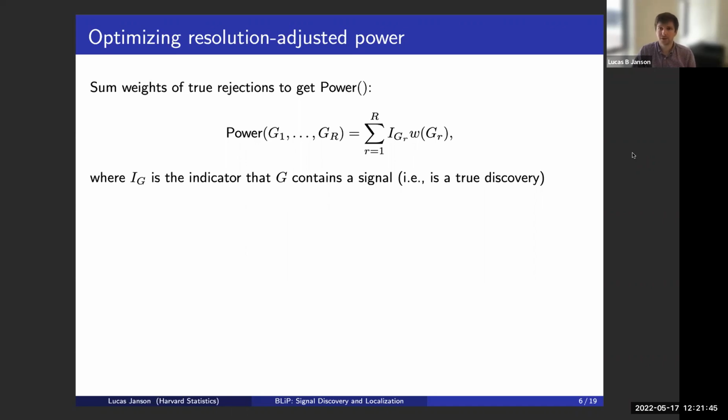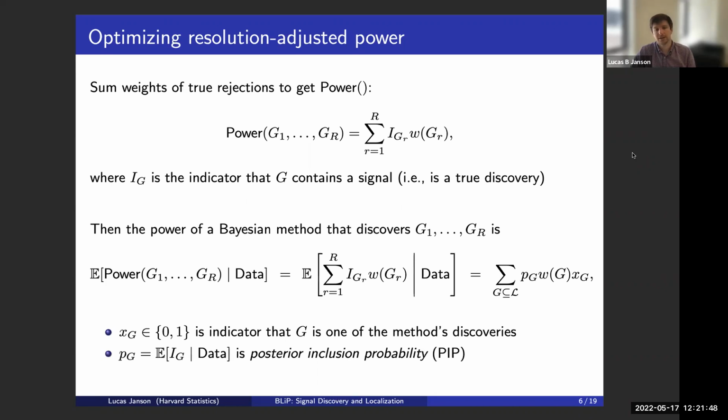All right, and now that we have this power function, we can look at the Bayesian expected power, because after all, this is going to be a Bayesian signal discovery method. So the expected power given the data is our Bayesian expected power. We plug in our equation for the power and see that this simplifies reasonably well to a sum over all possible regions, so a sum over all G that are subsets of L. That's a big sum; we'll get back to that. But for each of those regions, the summand is just a product of the weight, the posterior inclusion probability p_G, and x_G, which is the indicator of whether we discover region G or not.